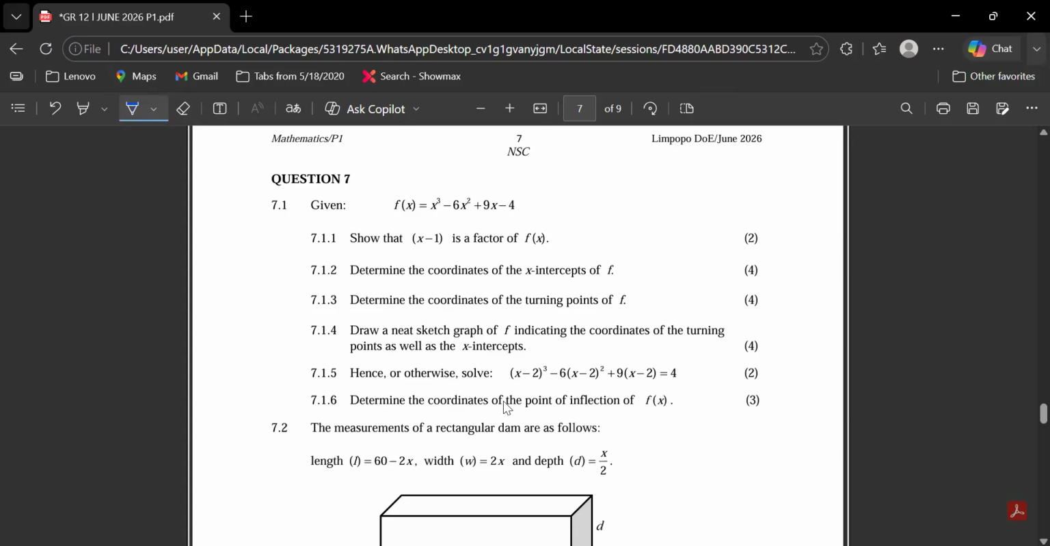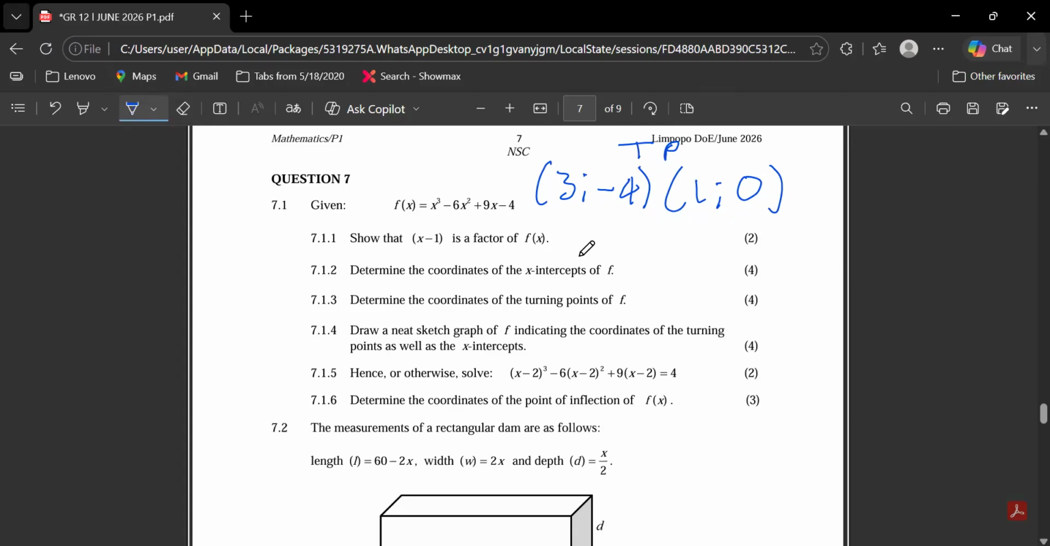Now, this question here is a continuation of what we've already done. We're supposed to sketch the following graph. To help learners, just show them what we already got from the previous one. We already know the coordinates of the turning point. It's 3 and negative 4. And then we also have 1 and 0. We already got the x-intercept from 7.1.2. So let's just write everything that we already have.